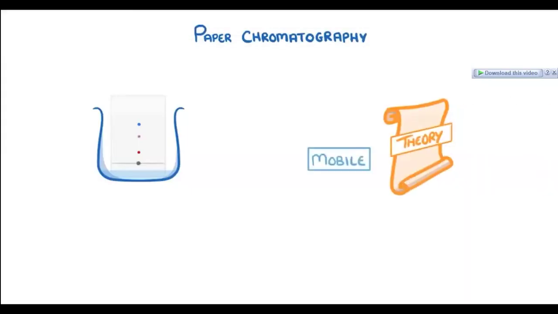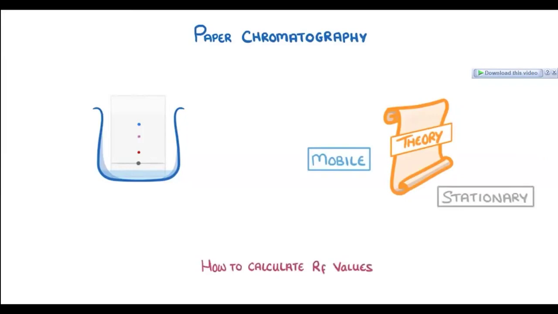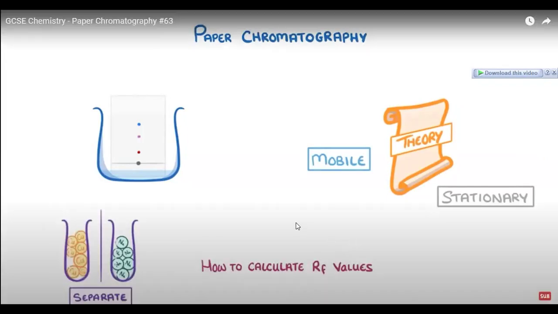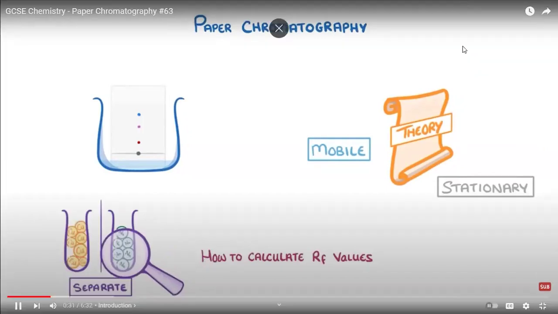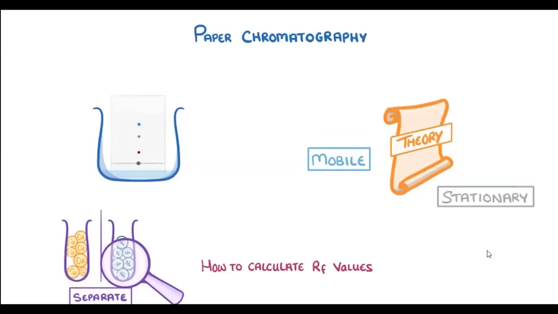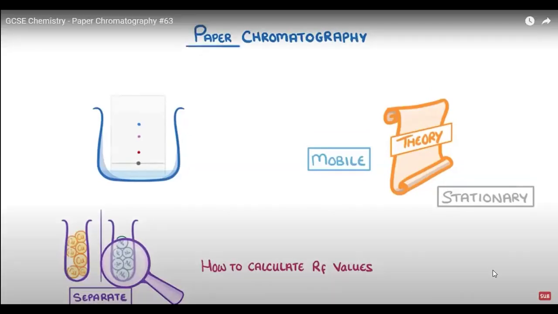like what the mobile and stationary phases mean, and also show you how to calculate RF values. Now, chromatography is a general analytical technique used to separate the different substances in a mixture so that we can then identify them. And there are actually lots of different types of chromatography. But the one you need to know about is paper chromatography, which can be used to separate the different dyes in an ink.